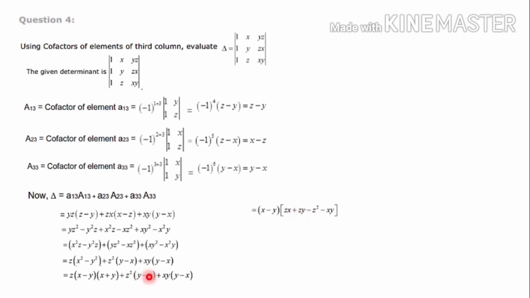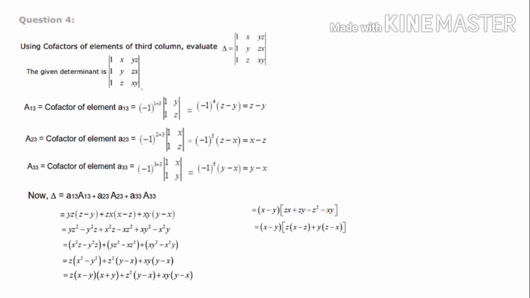And here y minus x was there. I have taken x minus y outside, so minus 1 was the balance. So minus 1 comes here as minus z square. Here in the third term also y minus x was there, but I have taken x minus y outside, so minus 1 is the balance. Minus 1, when it is joining with xy, we will get minus xy. That is equal to x minus y into zx plus zy minus z square minus xy.